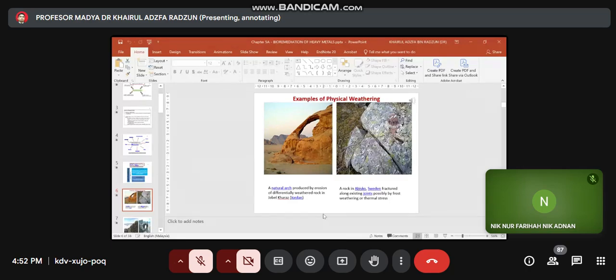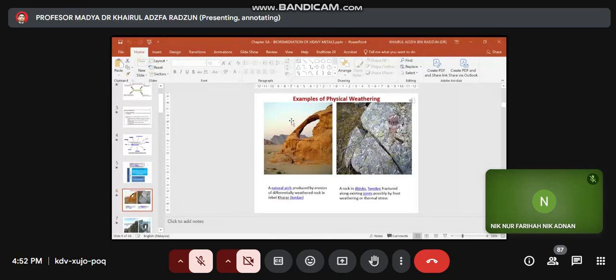This one you can see is actually a natural arch that is being produced by erosion. You can see the hole here, and we can see the arch on the other side of this particular rock, and the hole is in between these two. One is a big boulder of rock, and the other is in the form of an arch. This is produced by erosion of differentially weathered rock in Jebel Kharas. Jebel is a mountain, Kharas, in Jordan. So you can see the example of weathering.